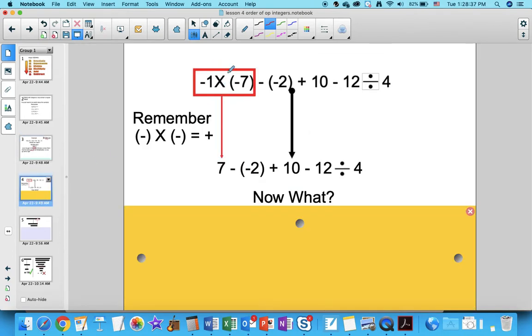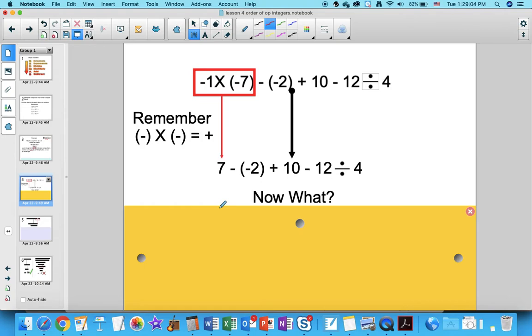Okay, well, I'm going to do this first part, right? I have negative 1 times negative 7. Well, negative times a negative is positive. So 7 times 1 is 7. So I bring the 7 down, right? I bring the 7 down, and then I bring the rest of the equation down. 7 minus negative 2 plus 10 minus 12 divided by 4, right? I'm not doing the whole thing at once. I'm doing one piece at a time.